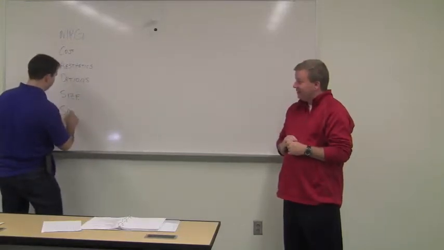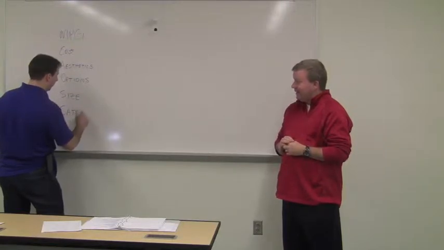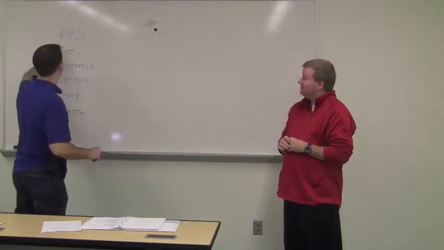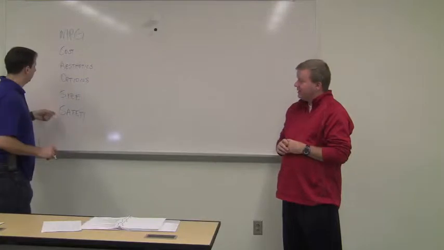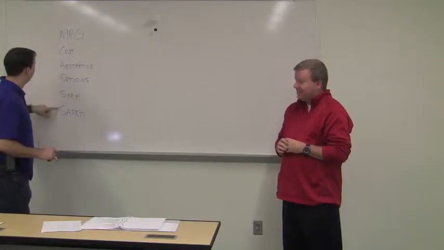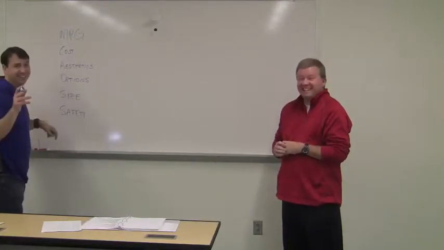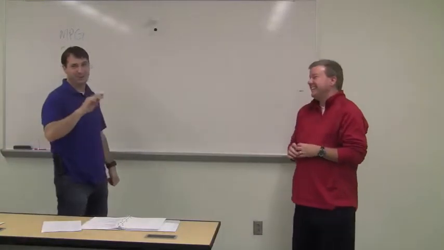And for the purposes of this demonstration, how do you spell safety? E-T-Y. And for the purposes of demonstration, we're going to do 7. 1, 2, 3, 4, 5, 6, 7. Is that? That's six. We're going to do 6. Six is where we're going to draw the line.